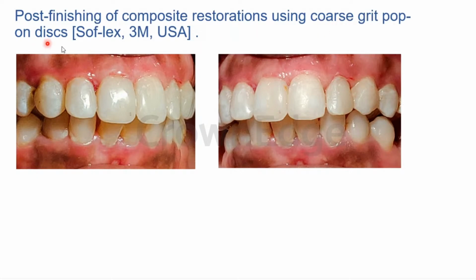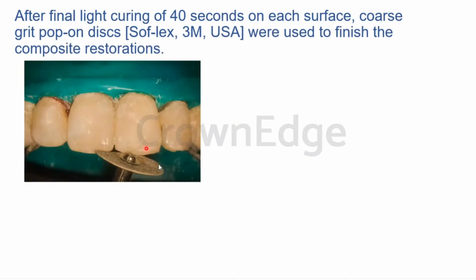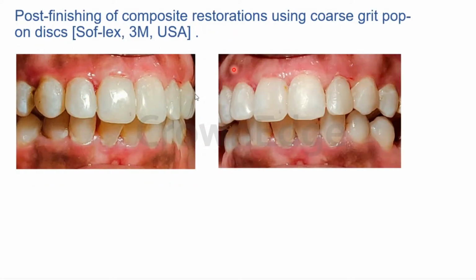much finer discs. You have Soflex. This is the coarse one. You have finer discs in the colors of orange, and you have pink, and you have other lighter colors. The darker colors are always coarse, the lighter colors are always finer. So with the finer Soflex discs, this is what I was able to achieve. You can see that I've given a more rounded incisal angle in her case, which is related to visagism.